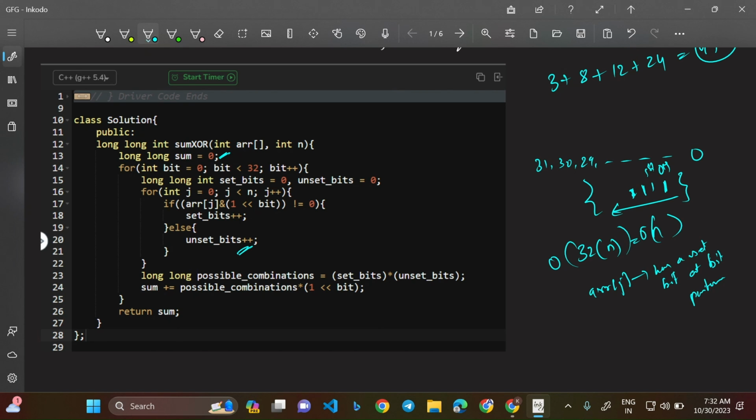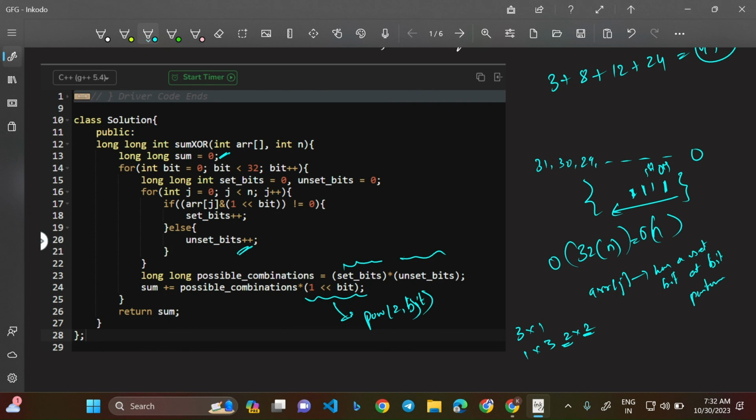So the possible combinations are set bits into unset bits. That thing we have multiplied: 3 into 1, 1 into 3, 2 into 2. So the number of set bits into the number of unset bits, and finally we are multiplying that with the power. So this is basically nothing but power of 2 comma i, or 2 comma bit in this case.